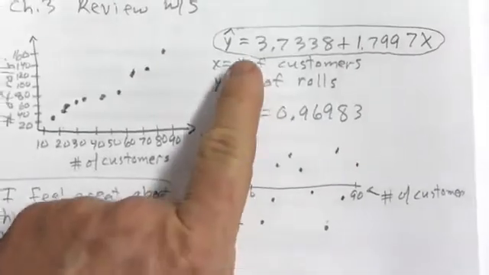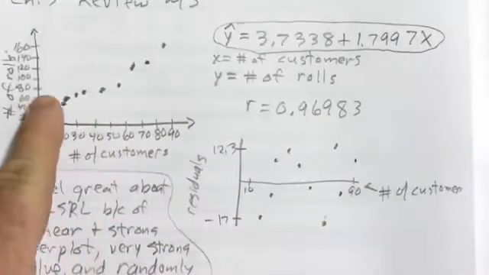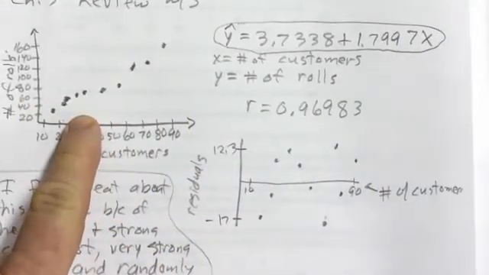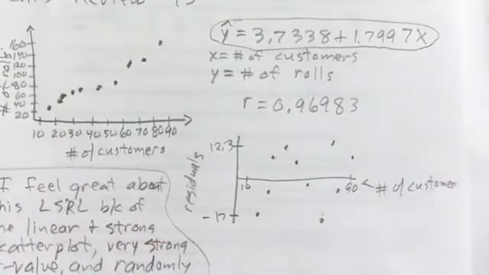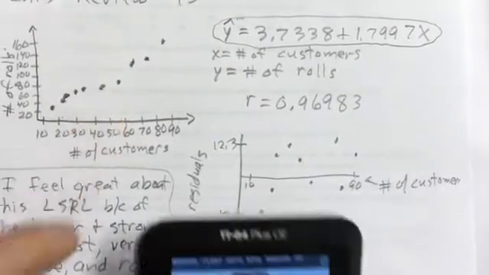And so to evaluate how good this line is, we're going to do the scatter plot, which is just the X and Y coordinates. I'll show you how to quickly do that with your calculator. There's the R value, which I got off my calculator, the correlation coefficient. And then the residual plot, which I'm going to show you how to do. All right, let me show you how to do the scatter plot.